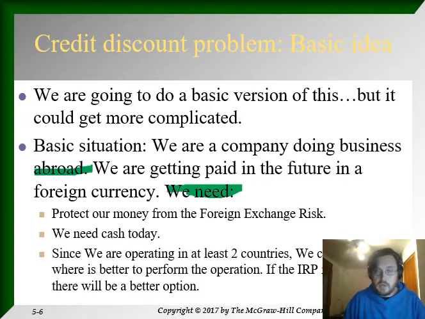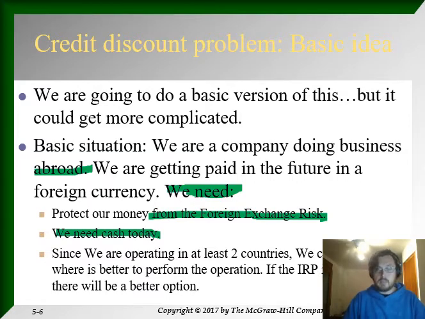So we need three things. We need to protect our money from the foreign exchange risk. We don't want to bear any risk. We don't want to wait 1 year to know how many dollars that €1 million is going to be. But also, we need cash today, to pay our salaries, our architects, our designers, rent, and everything that we need to pay.